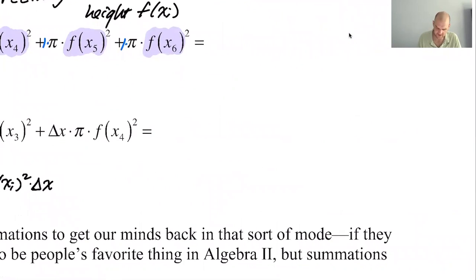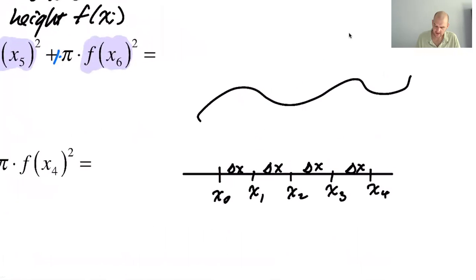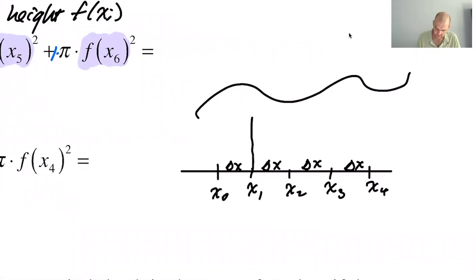So what you're essentially doing there is you have your axis, and let's say you have x0, x1, x2, x3, and x4. And then these will be delta x's. I mean, it could be a delta x, but we don't need it. Okay, so then you make a rectangle.